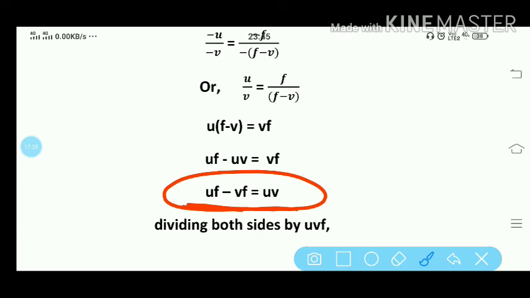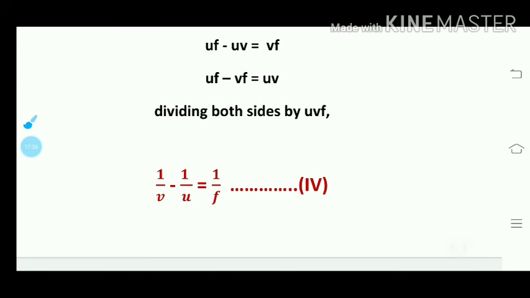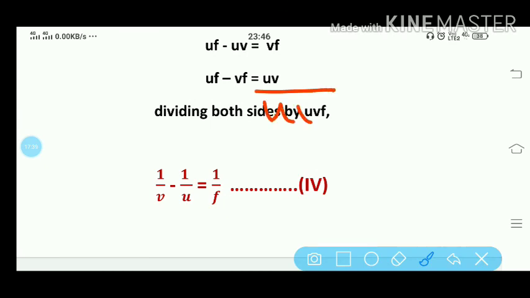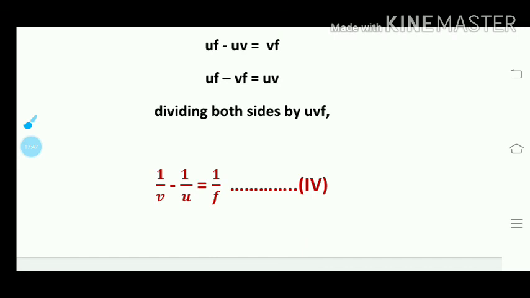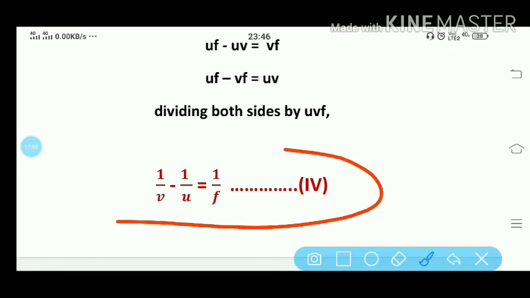Now again we will divide both sides by UVF. In the first case, dividing by UVF the same way as we have done for the convex lens, UF and UF cancel, 1 by V left. Similarly, dividing on this side, UV and UV cancel, 1 by F left. Hence, we get our formula for lens, 1 by V minus 1 by U is equal to 1 by F.